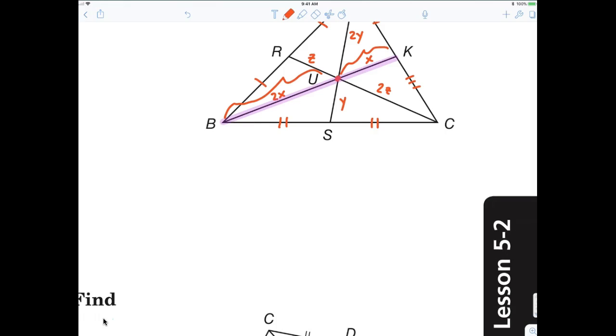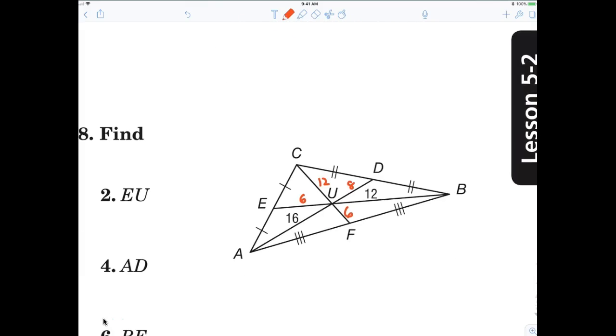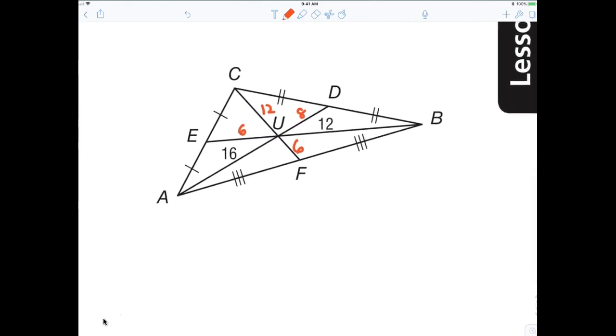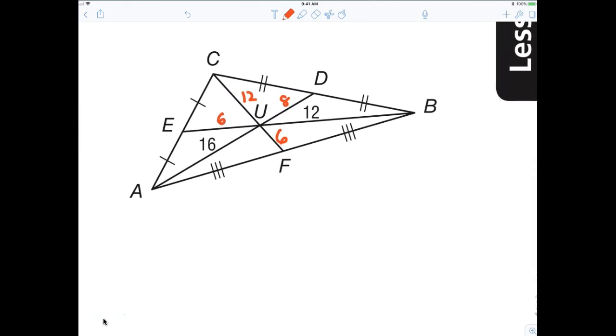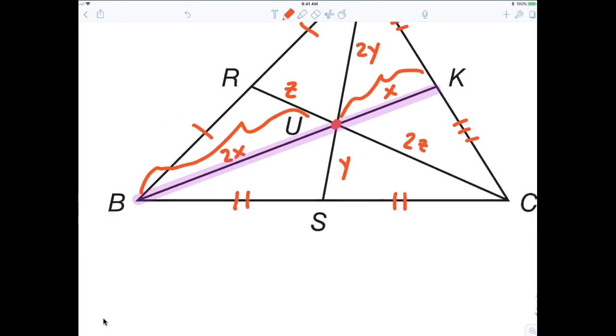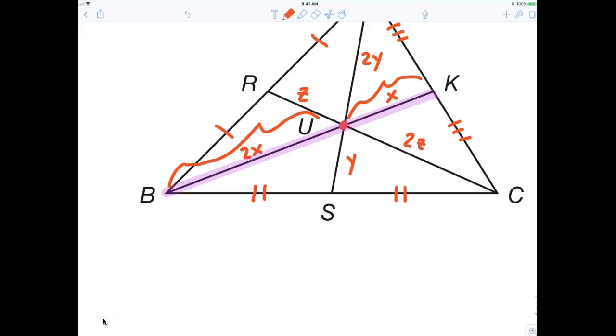Why is CU 12, but UF is 6? I understand that 12 plus 6 is 18, but why is it not 7 and...? The same proportion is for all of them, don't you agree? Why 12, 6? Because, remember what I was trying to tell you up here? The pink, or purple, whatever you want to call it, is 3x. Do you agree with that? So if I want to find this part, I would take whatever that value is and divide it by 3.